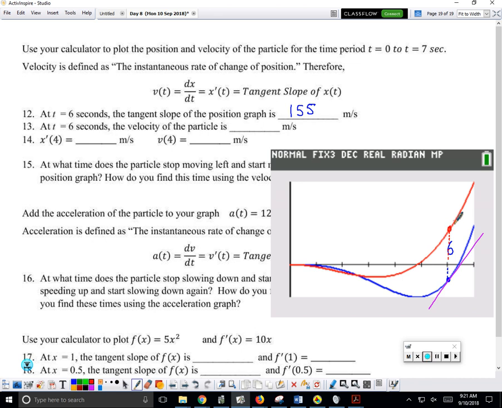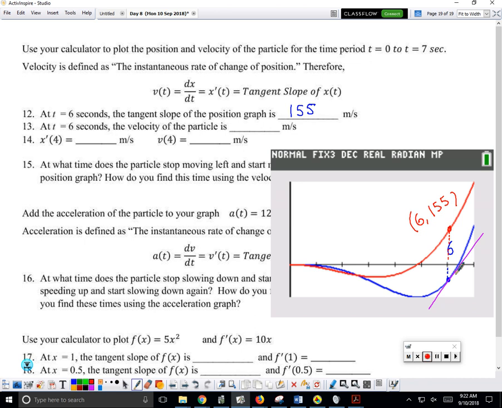So right there, the x-coordinate is 6. That's the time. But the y-coordinate will be the velocity at that time. And this velocity must be exactly the same as this tangent slope. That's what this equation is telling you. Okay? Maya figured it out, but the rest of you must memorize that. And it must make sense.